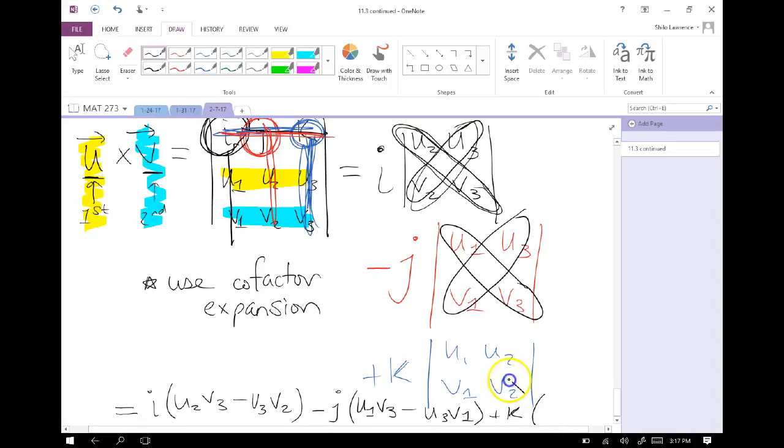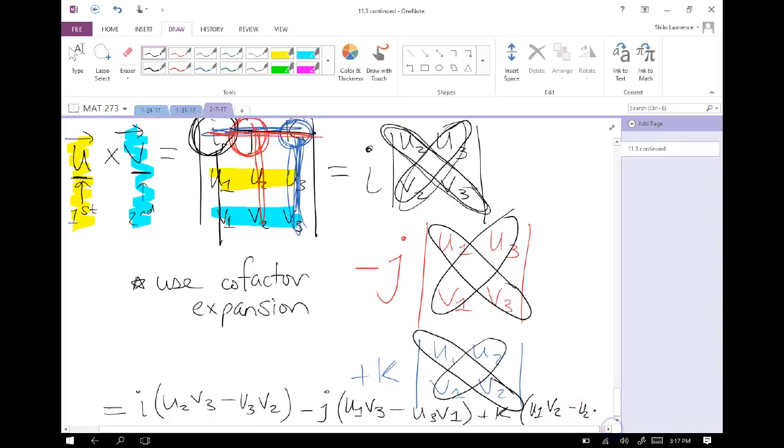For K, major diagonal is U1 V2. Minor diagonal is U2 V1. There is a major pattern in this formula that can help you memorize it if you just want to do the formula.